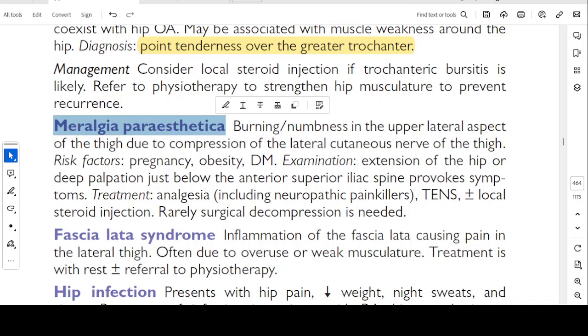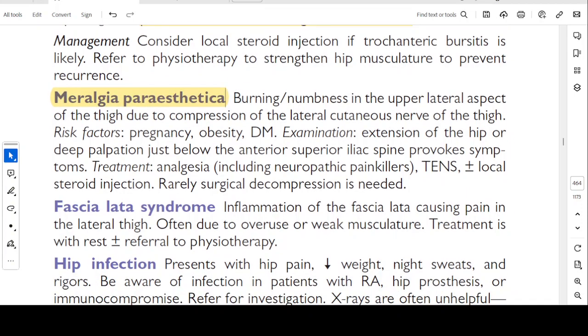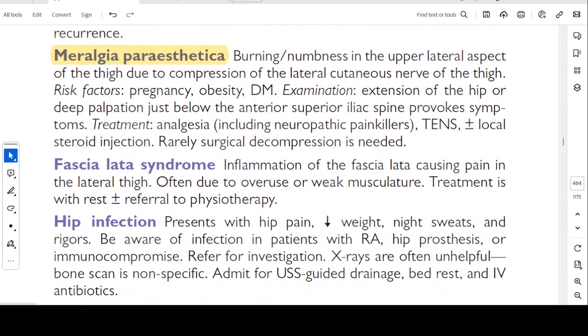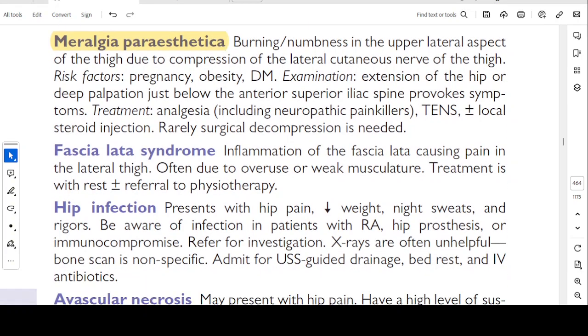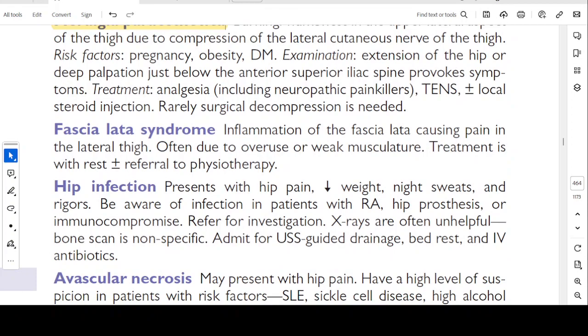Meralgia paresthetica: burning and numbness in the upper lateral aspect of the thigh due to compression of the lateral cutaneous nerve of the thigh. Risk factors are pregnancy, obesity, diabetes. Examination: extension of the hip or deep palpation just below the anterior superior iliac spine provokes symptoms. Treatment: analgesia including neuropathic painkillers, TENS plus local steroid injection. Rarely surgical decompression is needed. Fascia lata syndrome.